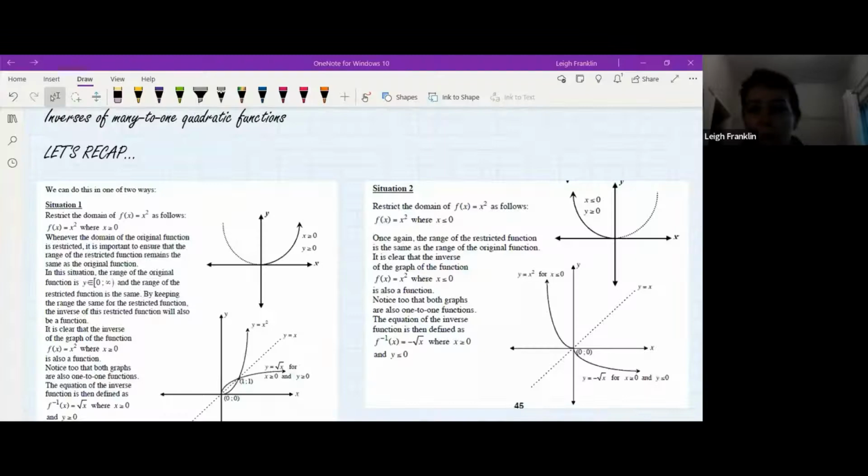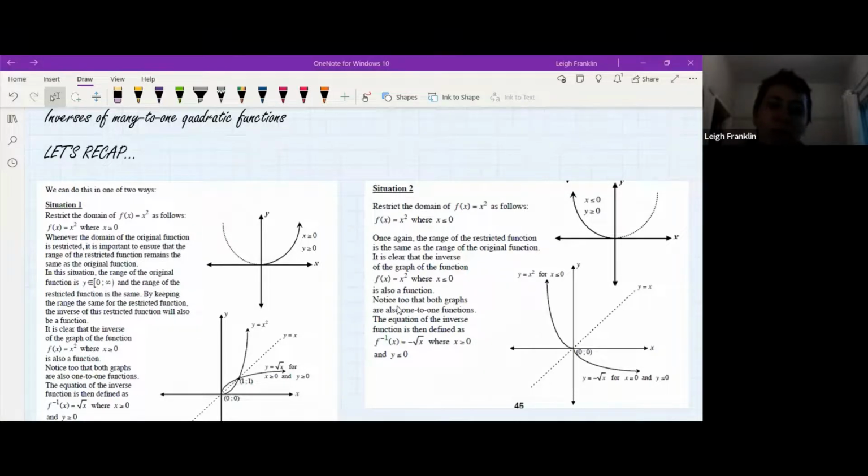Inverse of the many to one quadratic function, but we didn't quite finish. We didn't get an opportunity to actually do any work. So I just wanted to quickly recap. I don't want to spend too long on this, but I wanted to quickly recap and then jump straight into a question, and then a slightly more difficult question which combines two different graphs together.